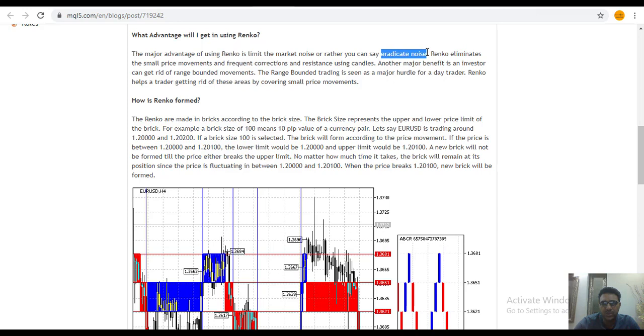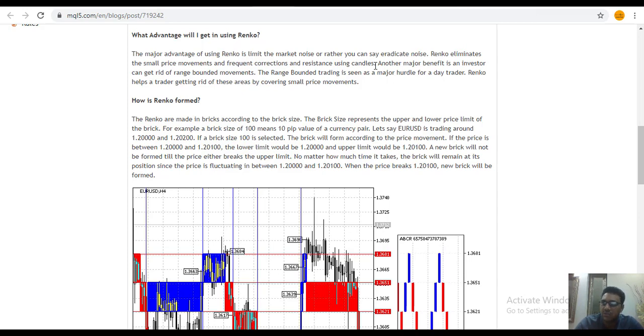So what is noise? Basically, noise is something where a range area doesn't represent any major thing. It seems that the price is moving up and down in a fixed area, a fixed portion of the candles. And Renko eliminates small price movements and frequent corrections and resistance using candles. We have already seen this in the last video where we talked about two different scenarios.